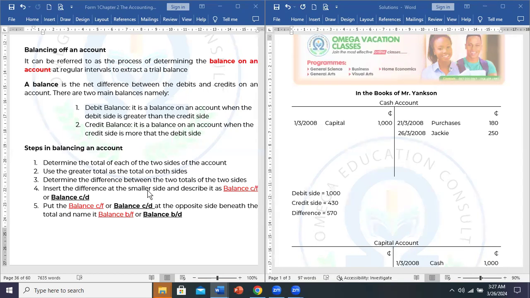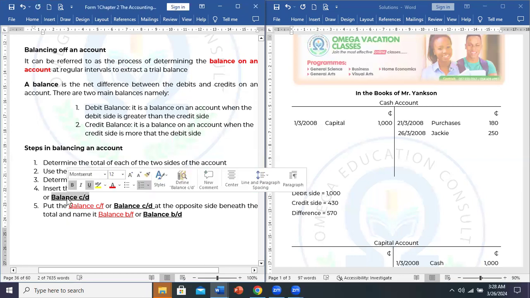So let's move. The fourth step says insert the difference at the smaller side and describe it as balance CF or balance CD. Please note that CF and CD mean carried forward or carried down. C for carried, F for forward, D for down. The modern one we have been using is the CD, so I would suggest that you use the CD more of the time. Not compact disc, please. Carried down.